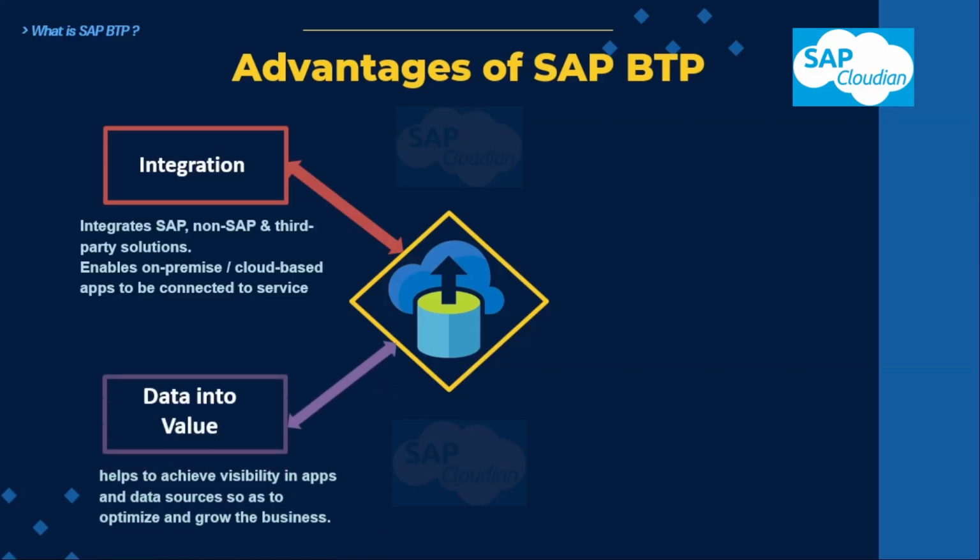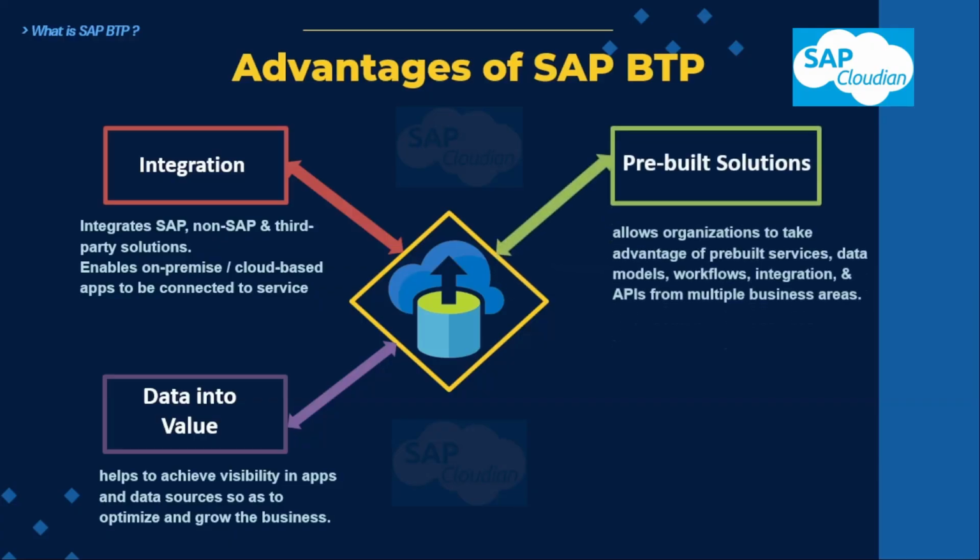The next advantage is data into value. BTP converts data into value, which helps to achieve visibility in applications and data sources so as to optimize and grow the business. The next one is pre-built solutions. BTP allows organizations to take advantage of pre-built services, data models, workflows, integration and APIs which are readily available for multiple business areas.